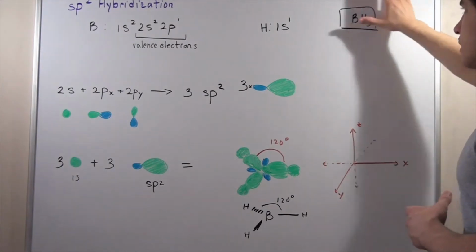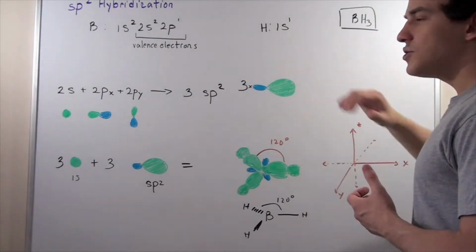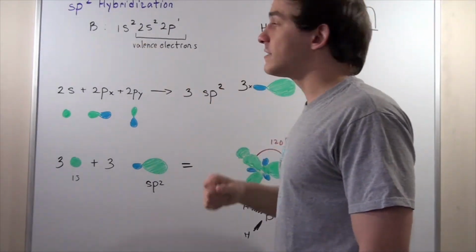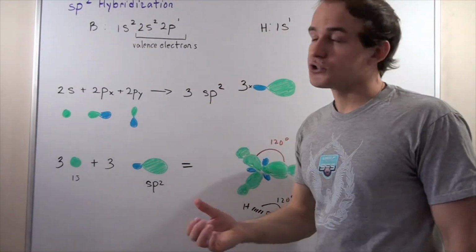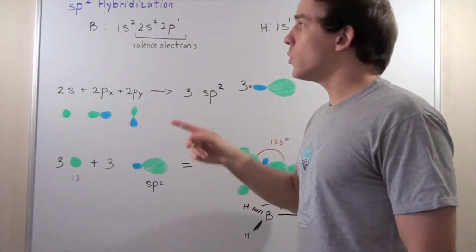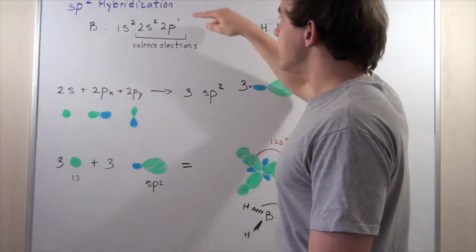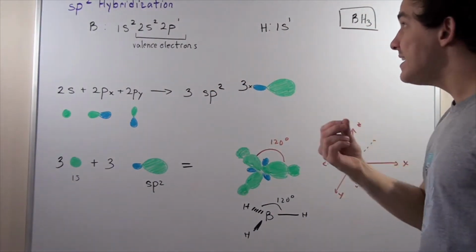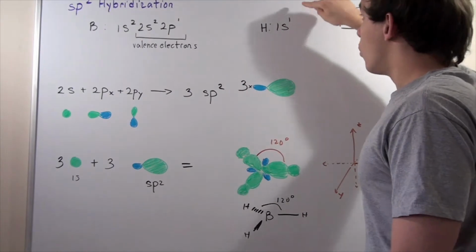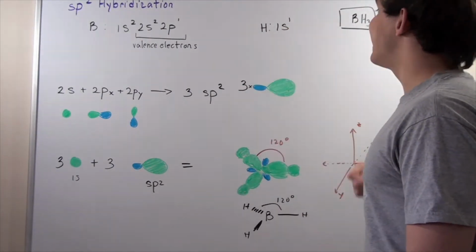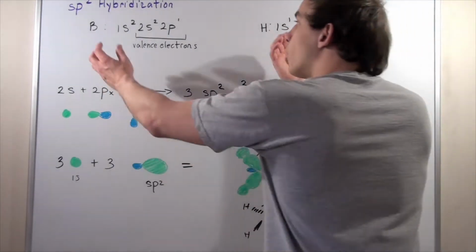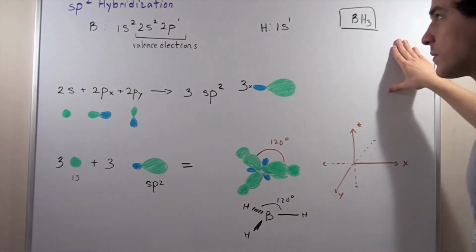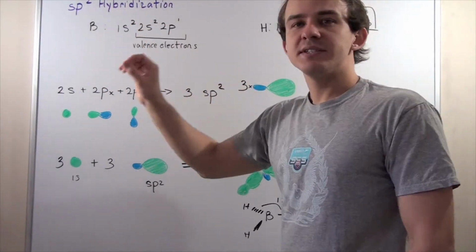Now in order to construct this molecule, we need 3 H atoms and 1 boron atom. Boron has 5 protons, so that's 5 electrons. 2 go into the 1s, 2 go into the 2s, and 1 goes into the 2p, so we have 3 valence electrons. Each H atom has 1 electron, which goes into the 1s orbital. Before these atoms can combine to form our BH3 molecule, hybridization of boron must take place.